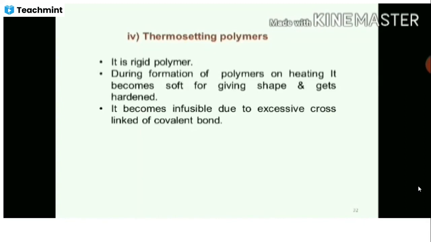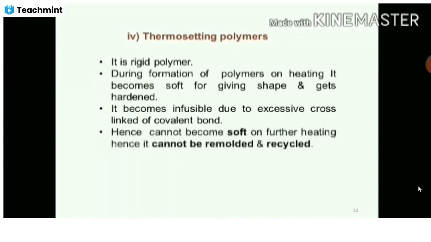Next, thermosetting polymers. They are rigid polymers. During formation of this polymer, on heating, it becomes soft for giving shape and then gets hardened. It becomes infusible due to excessive cross-linking by covalent bonds. Hence, it cannot become soft on further heating. Hence, it cannot be remolded and recycled. Example: bakelite, urea formaldehyde.